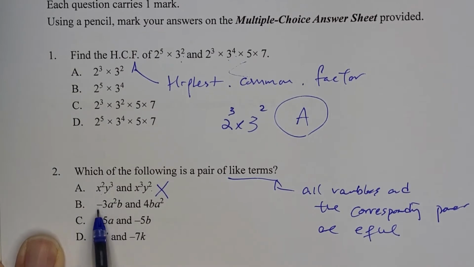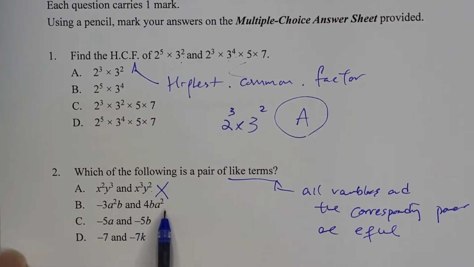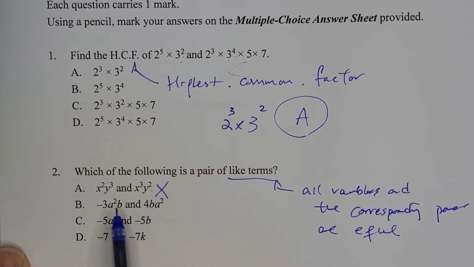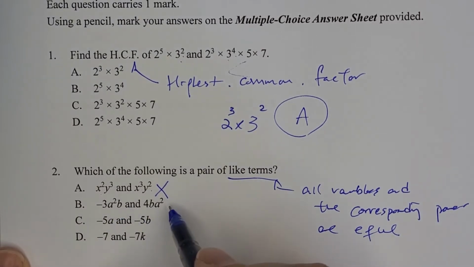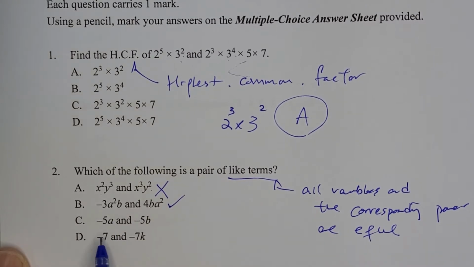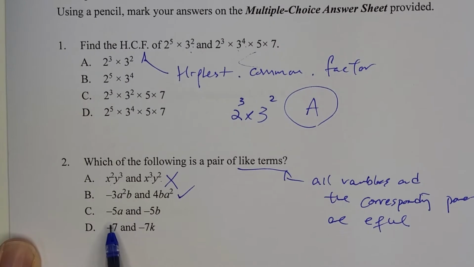B, negative 3a squared times b and 4ba squared. Okay, both of them have a and both of them are a squared and both of them have b to the power 1. So B is the answer. They are like terms. Okay, you may also look at C and D, okay, for your revision.